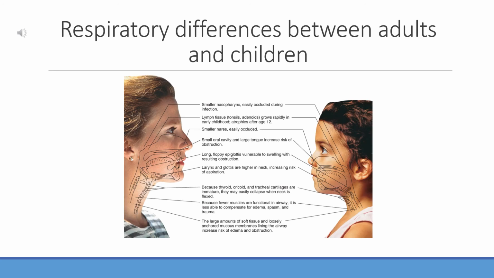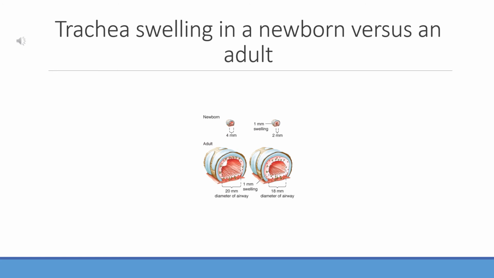This is a slide that gives a summary of the respiratory differences between adults and children. So take a look at it and compare the child versus the older adult for their differences. Trachea swelling in the newborn versus an adult.